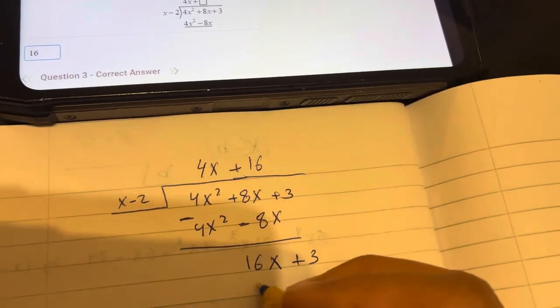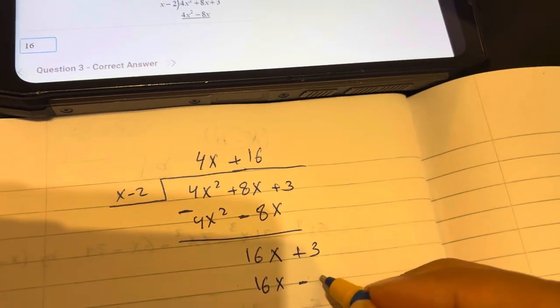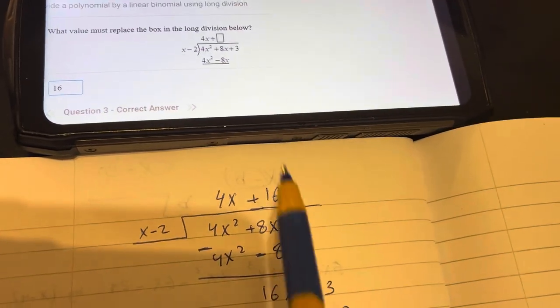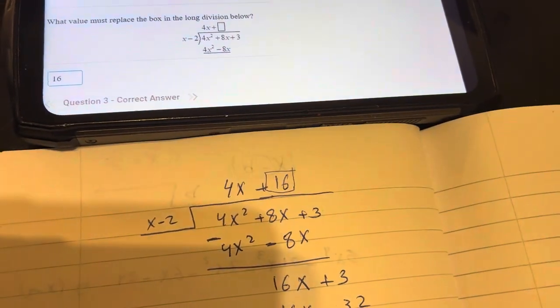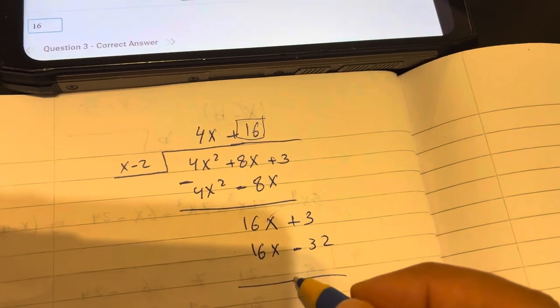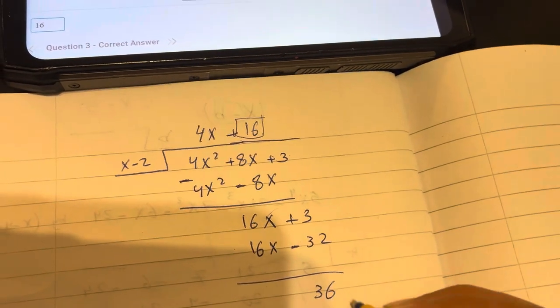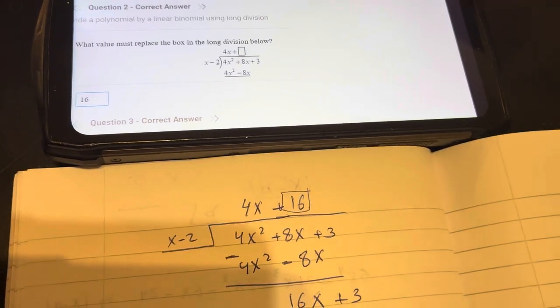Plus 16 times x, so this will be 16x. Minus 16 times 2 is 32. So here he wants, what is the number here? The number will be 16. There is a remainder here. This will cancel this. 3 minus 32, it will be minus 29. The remainder is 36. But he doesn't want the remainder, he wants this number, so it is 16.